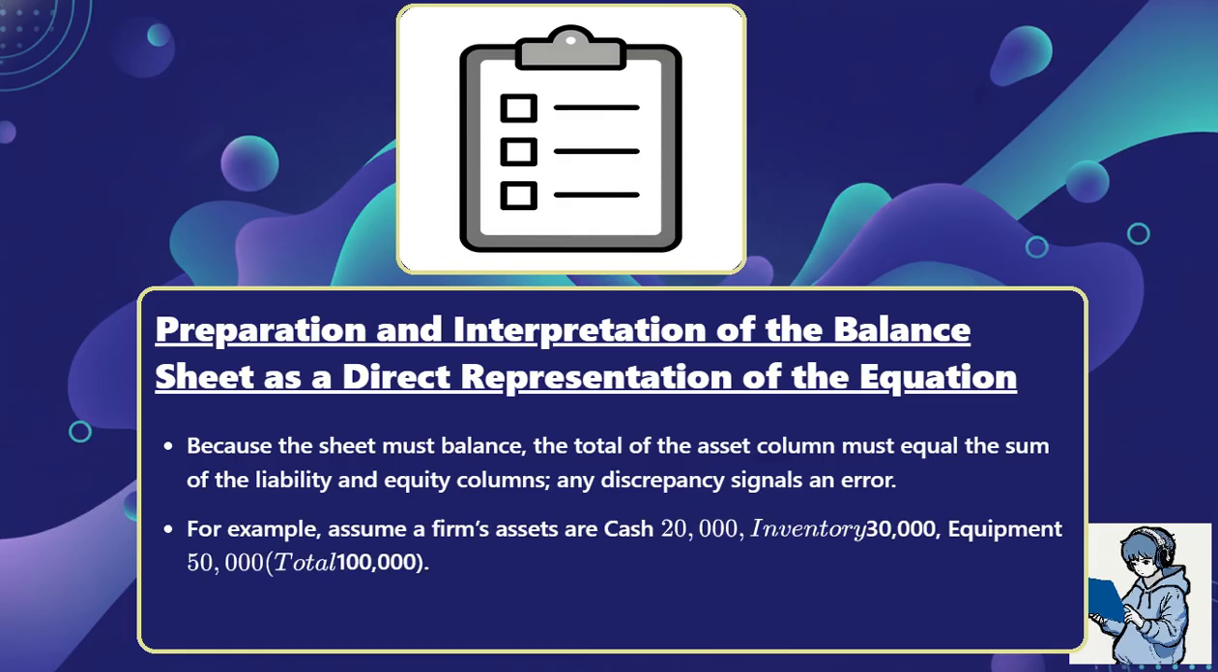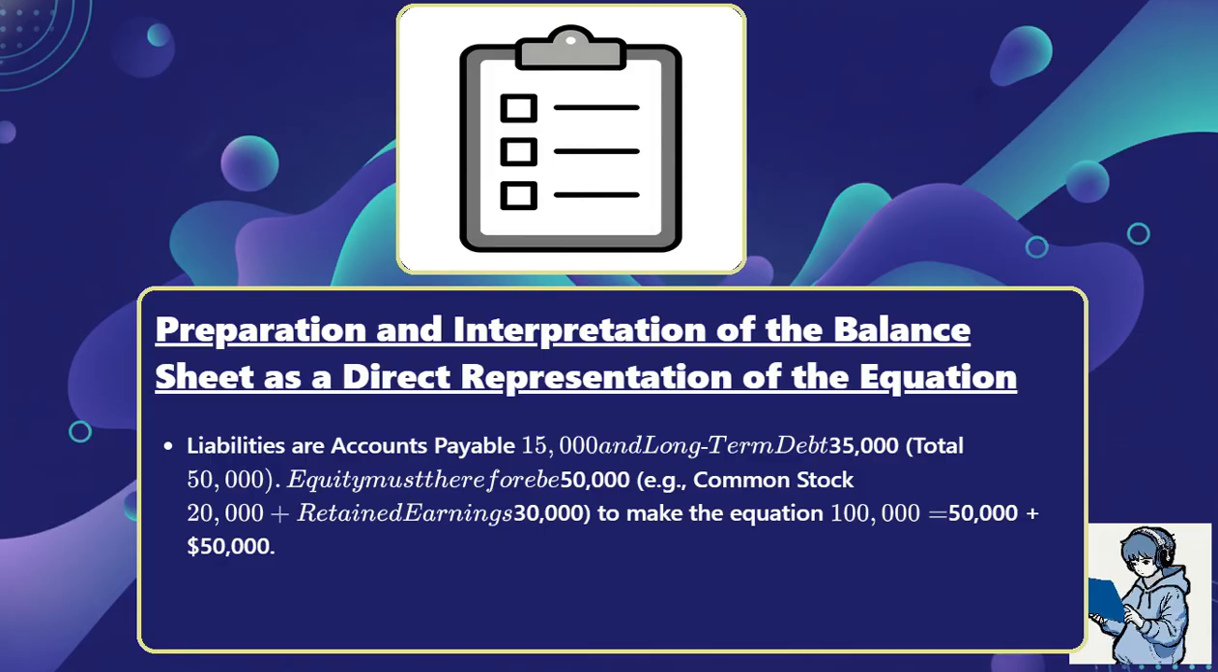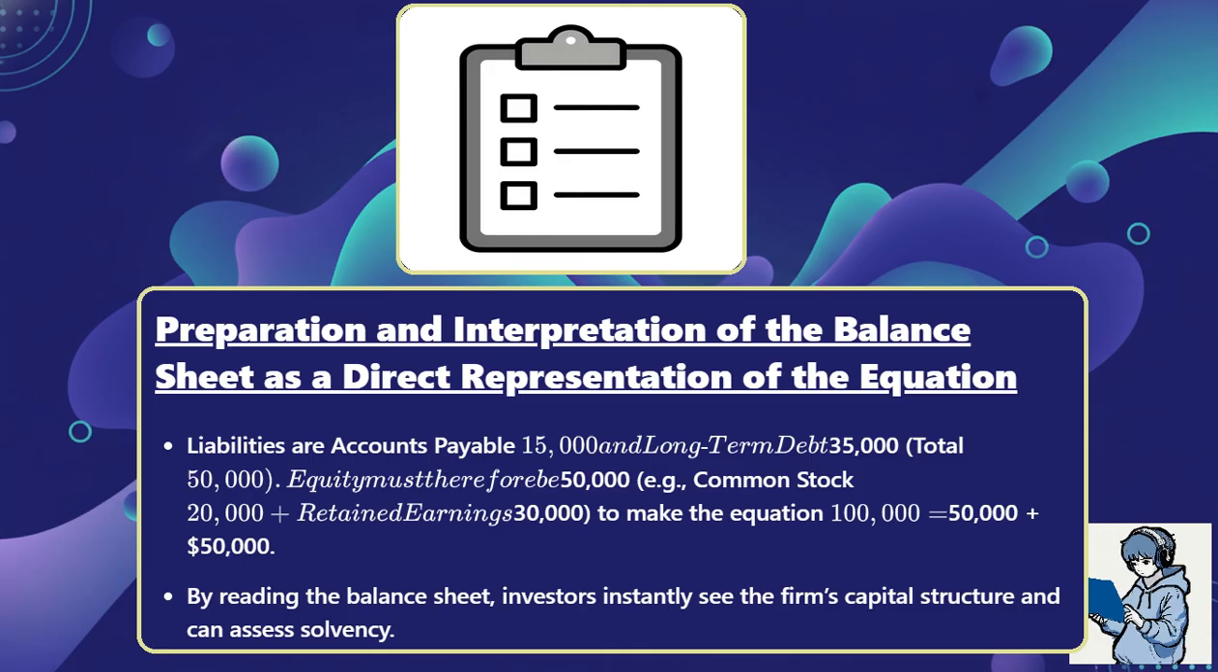For example, assume a firm's assets are cash $20,000, inventory $30,000, equipment $50,000, total $100,000. Liabilities are accounts payable $15,000 and long-term debt $35,000, total $50,000. Equity must therefore be $50,000, for example, common stock $20,000 plus retained earnings $30,000. To make the equation, $100,000 equals $50,000 plus $50,000. By reading the balance sheet, investors instantly see the firm's capital structure and can assess solvency.